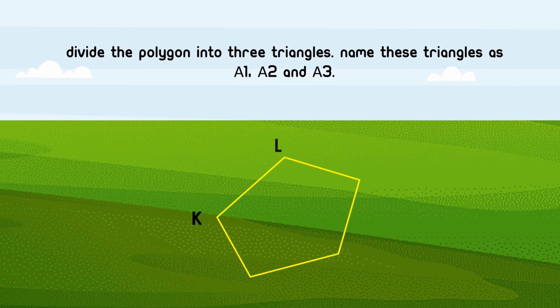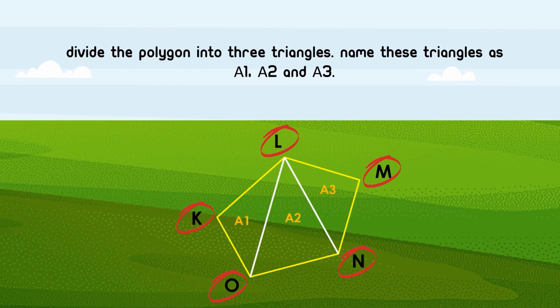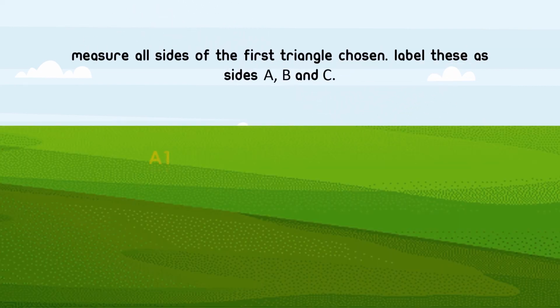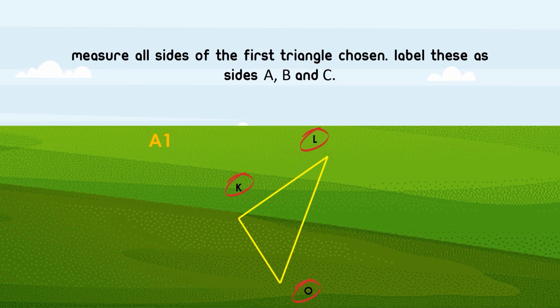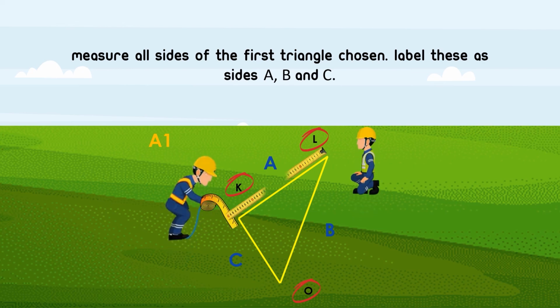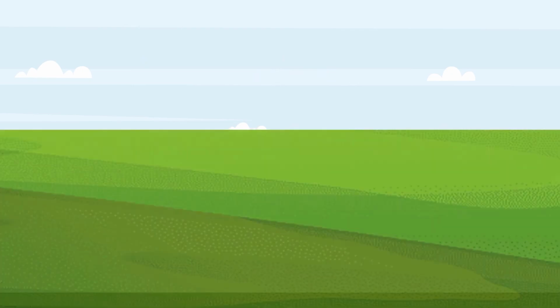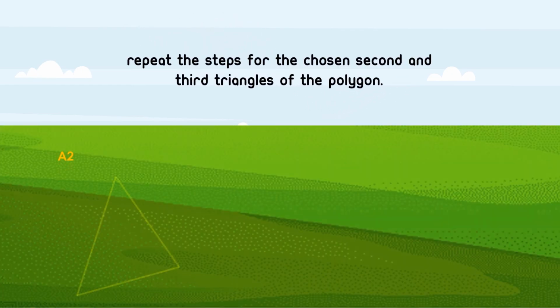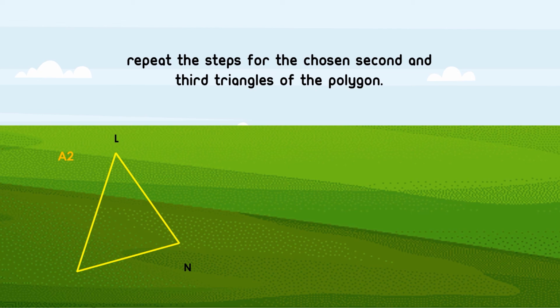Divide the polygon into 3 triangles. Name these triangles as K1, K2, and K3. Measure all the sides of the first triangle chosen and label these measurements as sides A, B, and C. Repeat these steps for the chosen second and third triangles of the polygon.